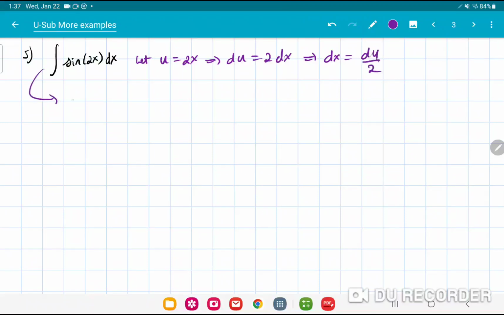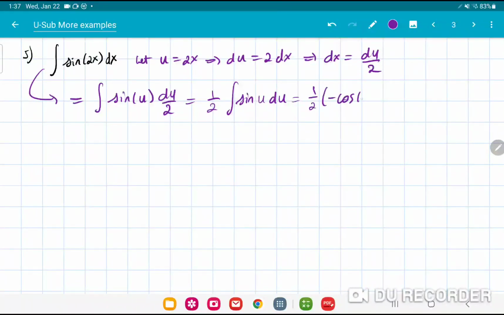Now this integral equals sine of u, that's 2x is u, dx is du over 2. Or just 1/2 times the integral of sine of u du. Well, remember the integral of sine of u is minus cosine of u, so this gives you 1/2 times minus cosine of u plus c, or minus 1/2 cosine of 2x plus c. That's a nice little example.